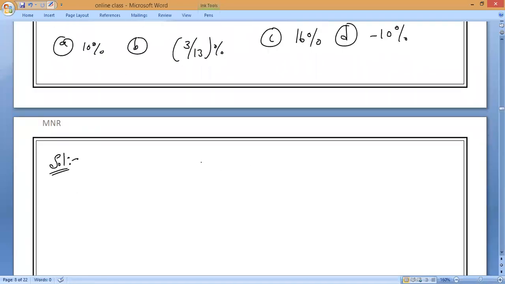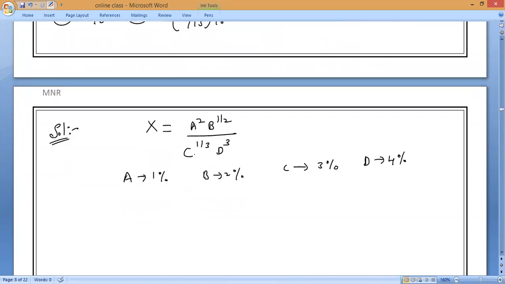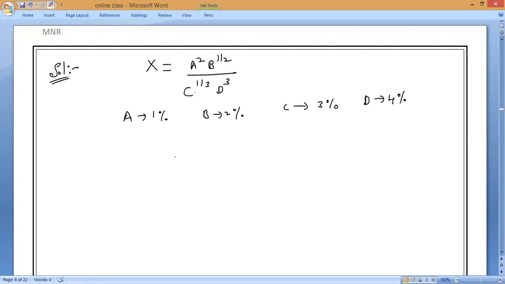Solution. What is the X quantity given? X is equal to A power 2, B power 1 by 2 divided by C power 1 by 3 and D power 3. Given value A equals 1%, B is 2%, C is 3% and D is 4%. Then they're asking X is what? Maximum percentage error. Yes or no? That's all it is. Then proceed with the formula.